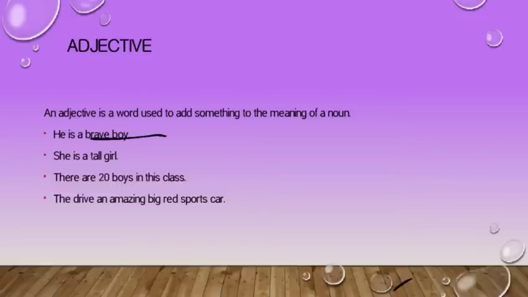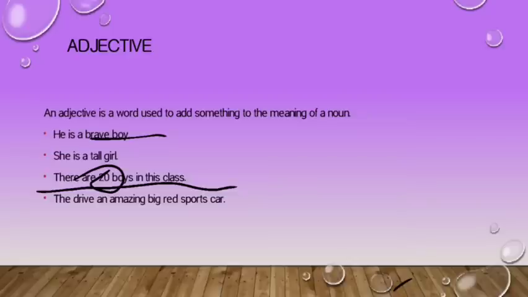She is a tall girl. Tall is representing something about the noun. Now, there are 20 boys in this class. I have underlined 20 because remember that we also use adjectives to show characteristics, quality of something, or quantity of something. So that's why I have underlined 20 here.